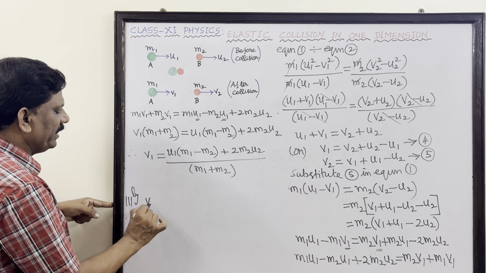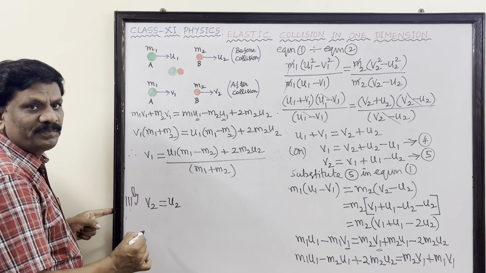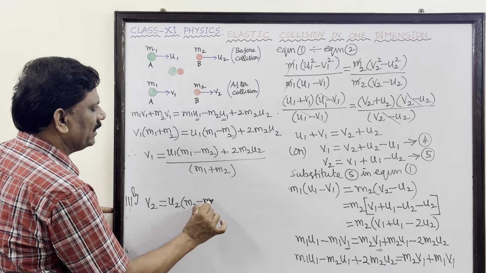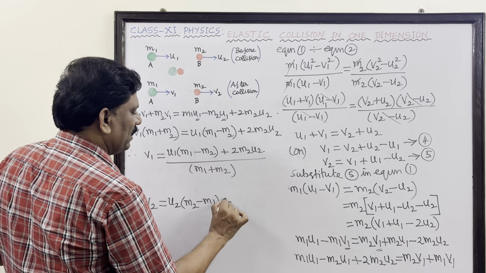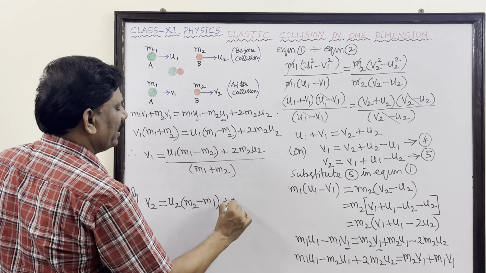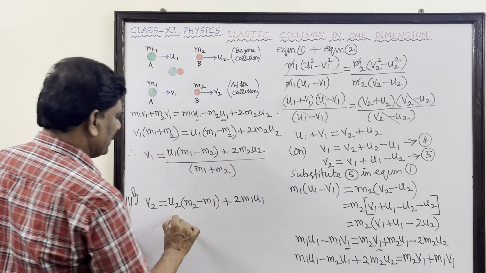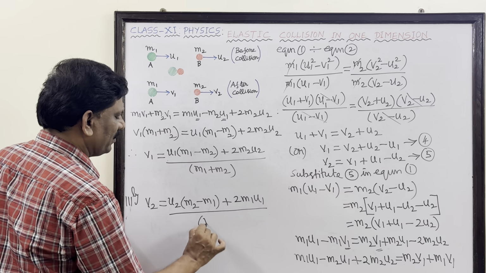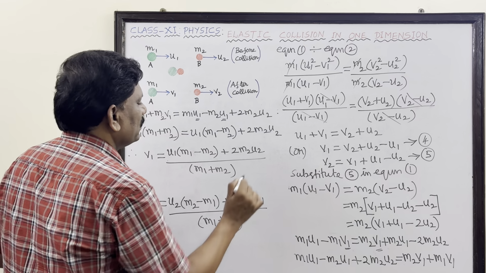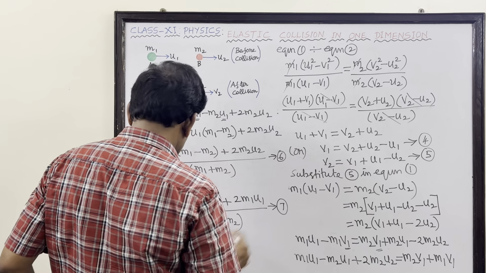Similarly, if you derive for v2, here instead of u1 you will get u2. And here instead of m1 minus m2 you will get m2 minus m1, plus here instead of 2 m2 u2 you will get 2 m1 u1. Understand? But the denominator is common here also, the sum of the masses m1 plus m2. So this can be called equation 6 and this can be called equation 7.